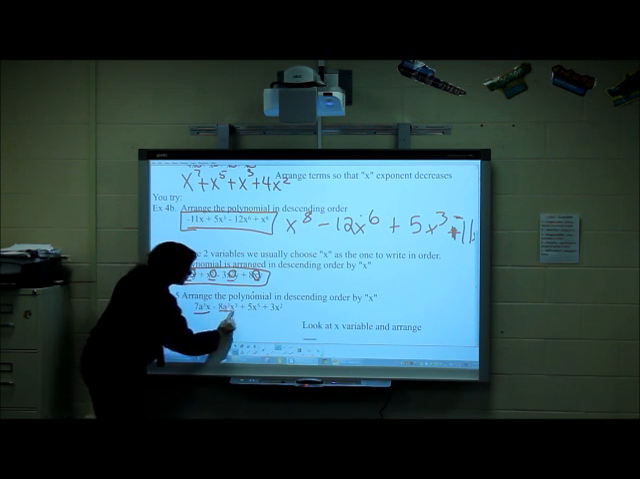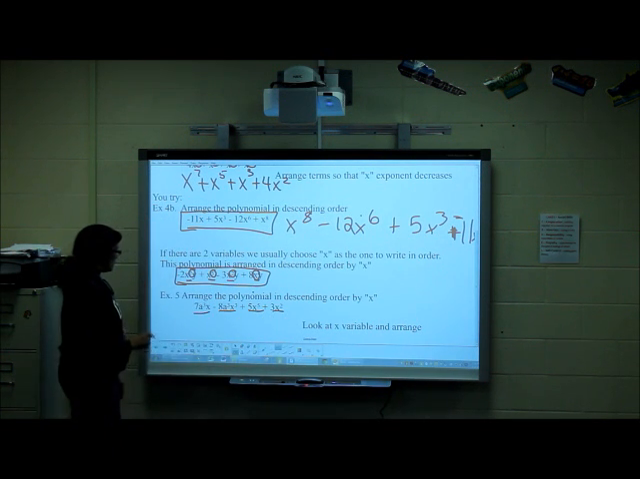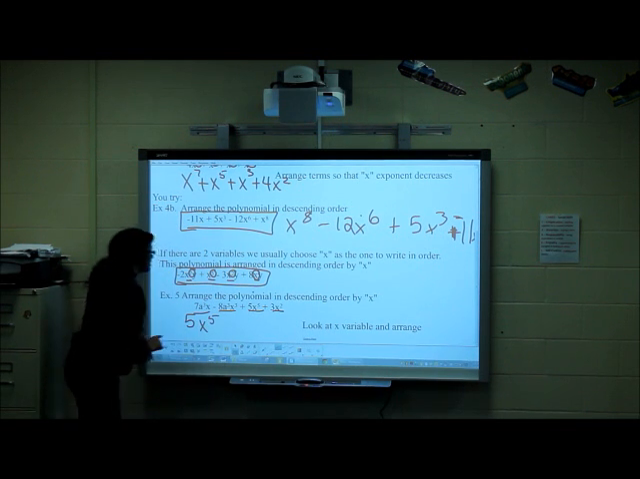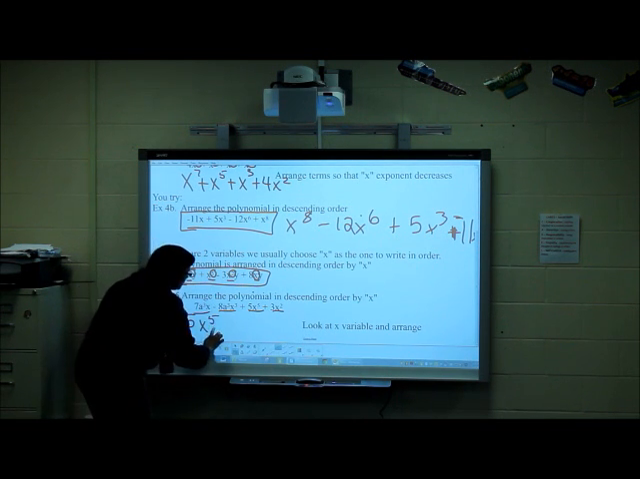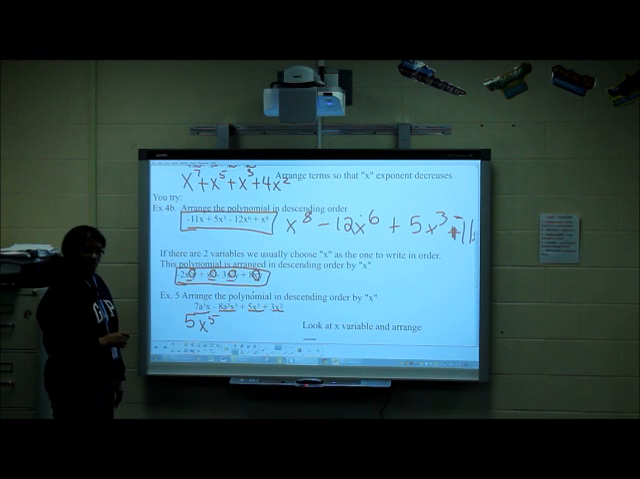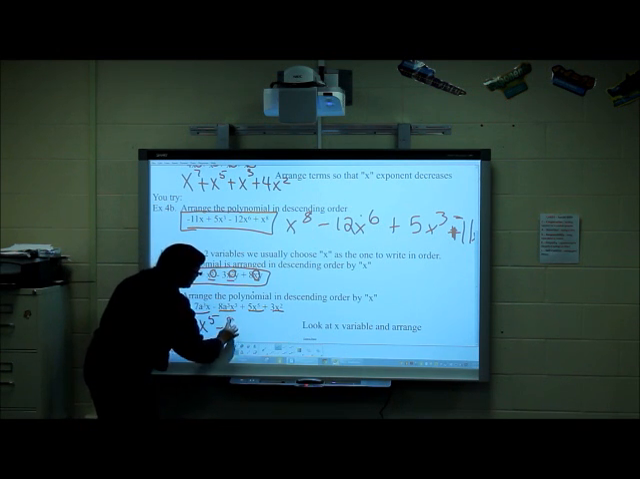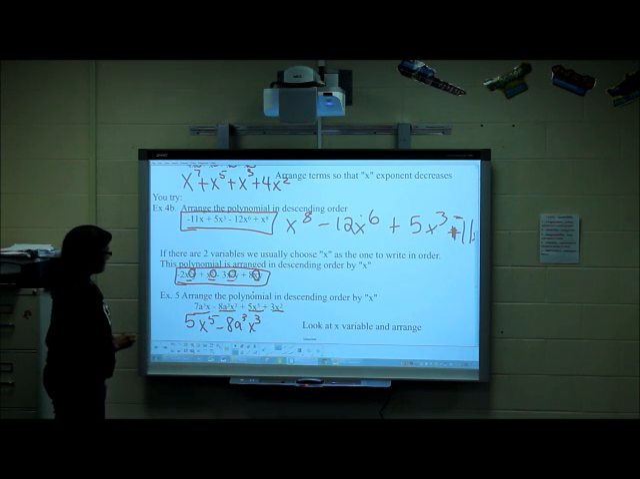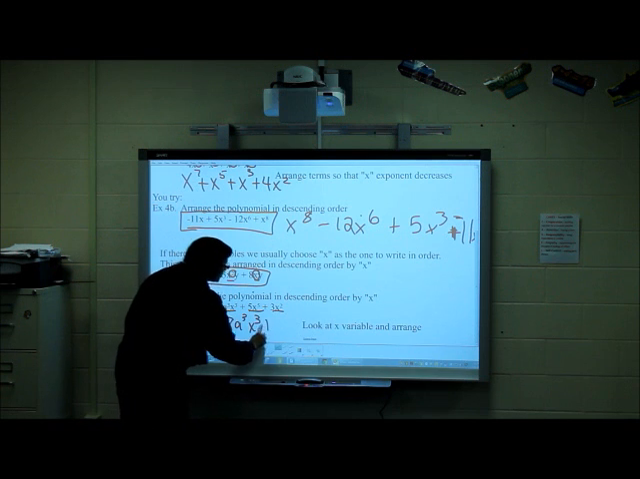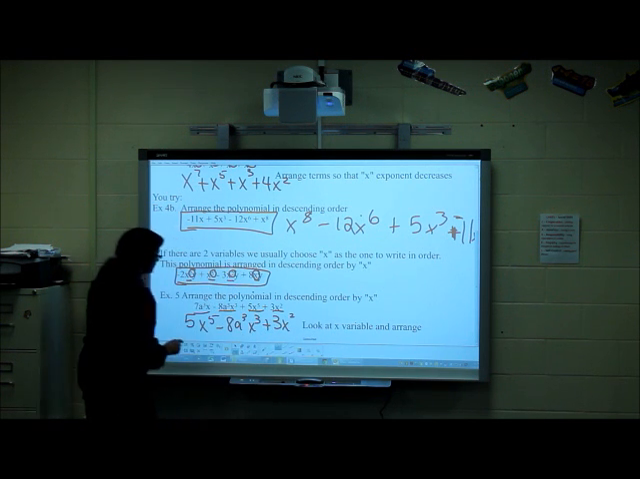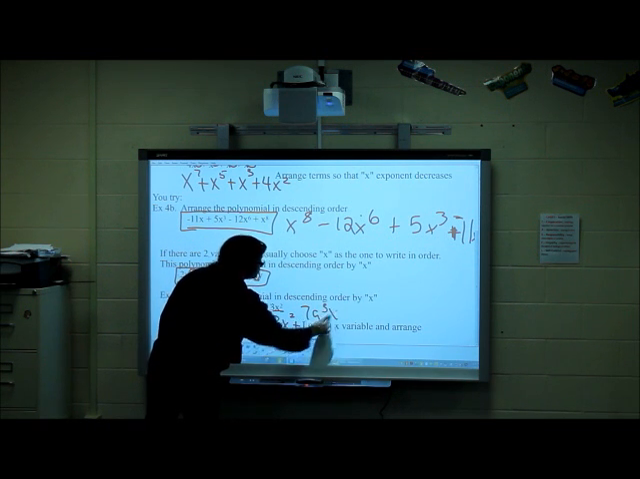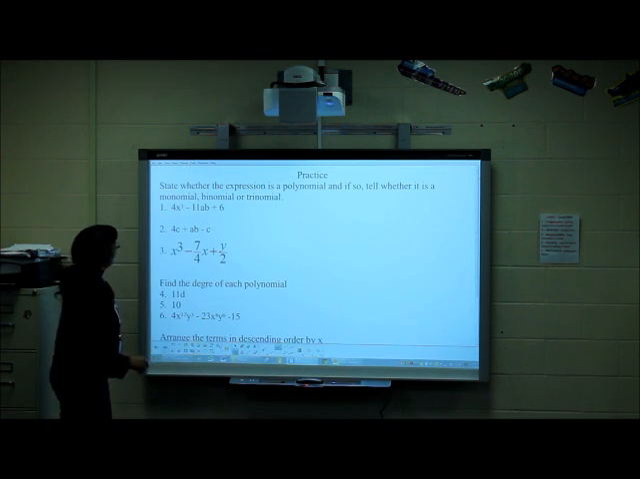Okay, let's look at this one. Let's put this one in descending order. Which one should come first? 5x to the 5th. It has the largest exponent on x. What's next? Now, should I put a plus or a minus there? Minus. Very good. 8a to the 3rd x to the 3rd. Then what? 3x to the second. Very good. And what's last? 7a cubed x. Very good. Awesome.